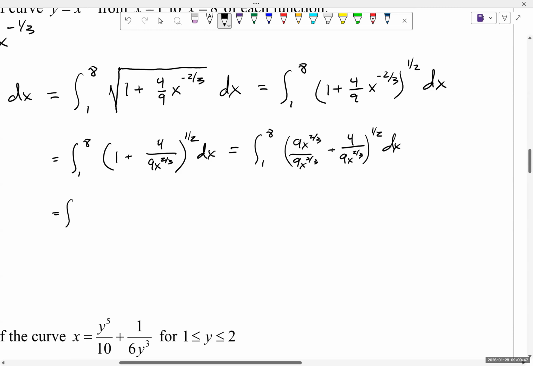A lot of times with stuff like this, you're not just going to look at a problem and immediately know how it shakes out and how it turns into something you can integrate. You just have to start simplifying and simplifying and simplifying until you get someplace. Do we now have 9x to the 2/3 plus 4 over 9x to the 2/3, all to the half power?